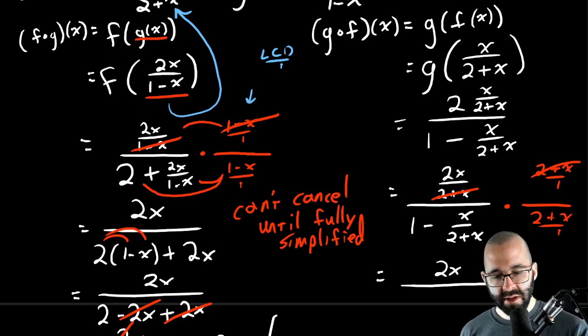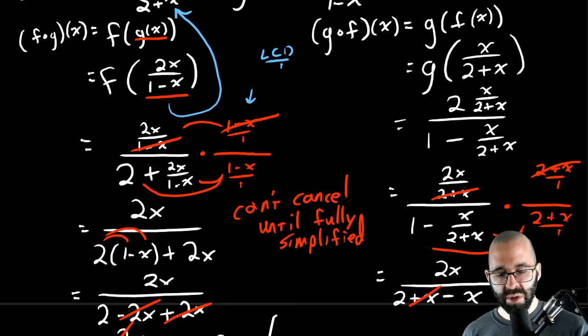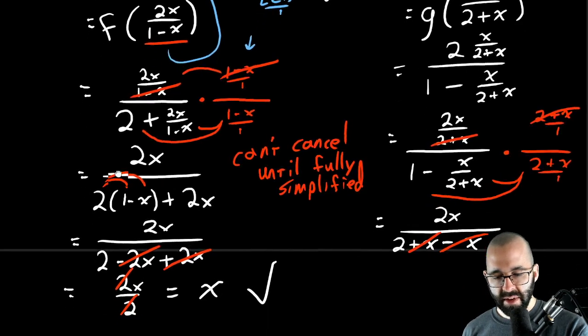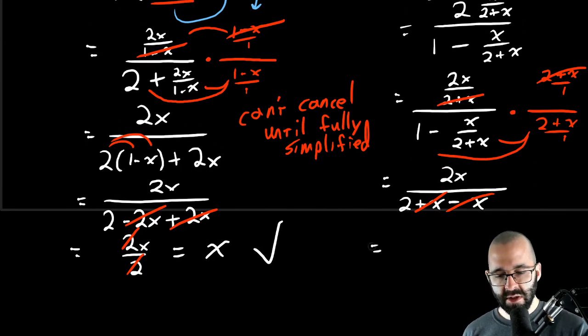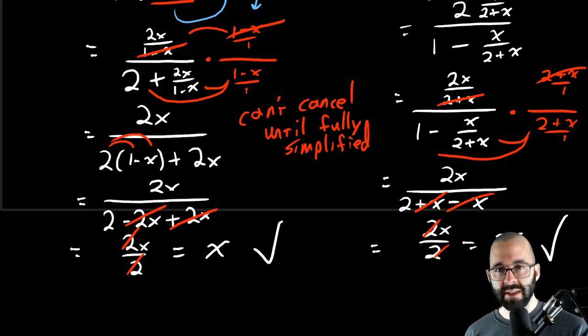On the bottom, we have to distribute. They cancel in one of them, but the other one is just going to be 1 times 2 plus x. But it does cancel on the other one. Now plus x and minus x are going to cancel, which leads us to just 2x over 2. And then just like before, the 2's cancel. And again, we are just left with x, exactly what we wanted.